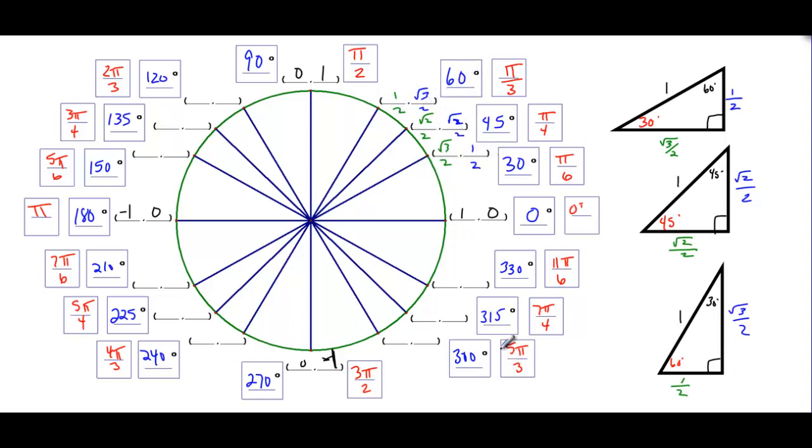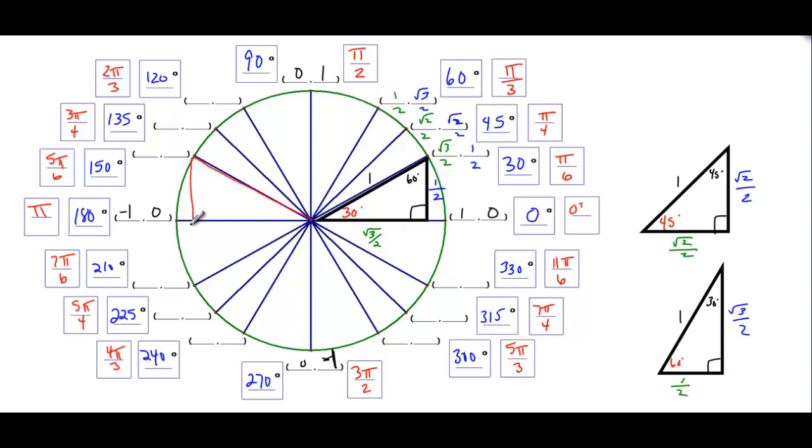Well, how do you fill in the rest? Well, remember that this triangle right here is the exact same as the triangle here. The only difference is it's in a different quadrant. So I'm still going over the same amount I went here. I'm still going up the same amount. The only difference is that in this quadrant, the x's are negative, the y's are positive.